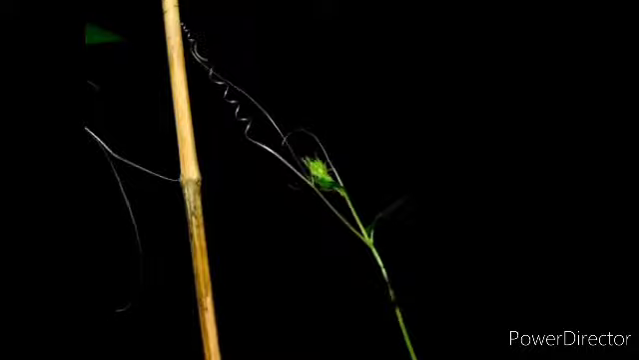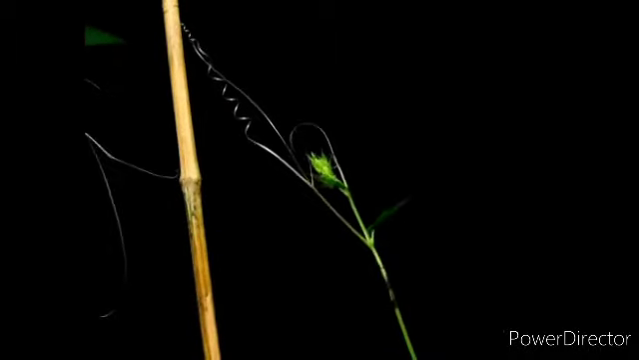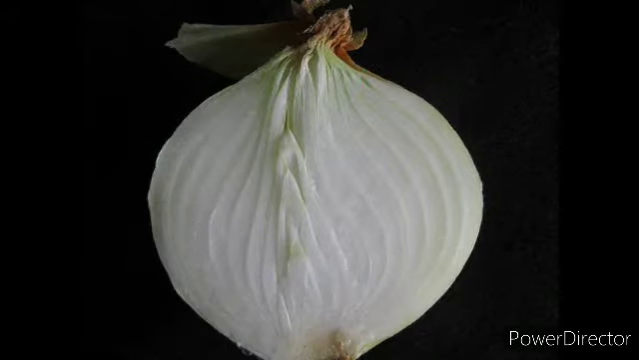Modification of leaf. First modification, the leaf tendril. In certain weak stem plants, leaves or leaflets are modified into coiled structures called tendrils. Second modification is the spine, where the leaves are modified into spines to reduce water loss, like in cactus. And the third modification is scale leaves, as in onion and ginger, where there is a presence of thick and fleshy scales.